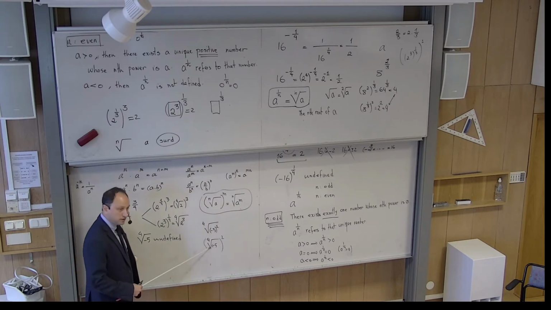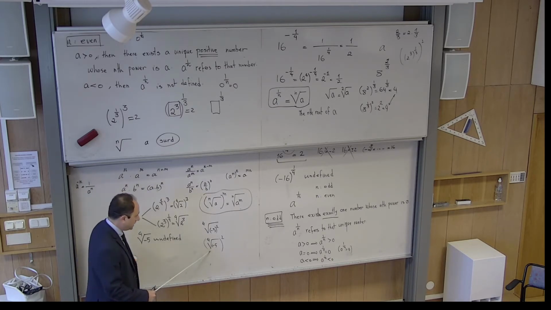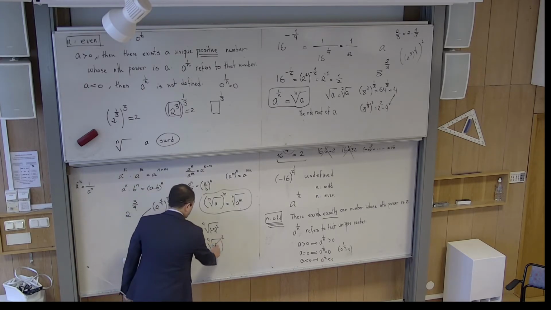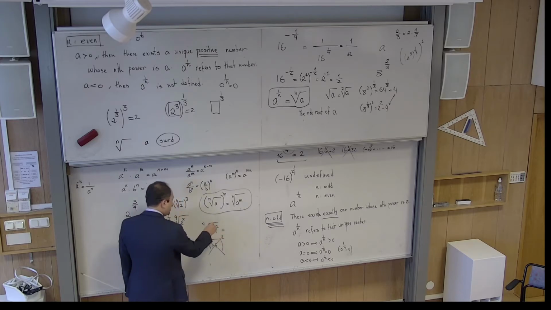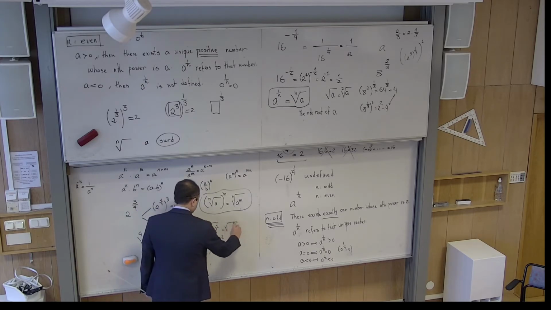But this one doesn't make sense, because you have to do this one first and then raise it to power 2. But I cannot do the first operation, let alone the second one. So this is meaningless, and this is meaningful. If I want you to write something in front of it, you can write the fourth root of 25.